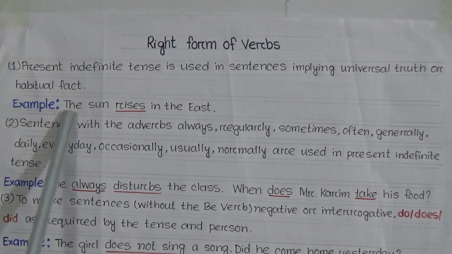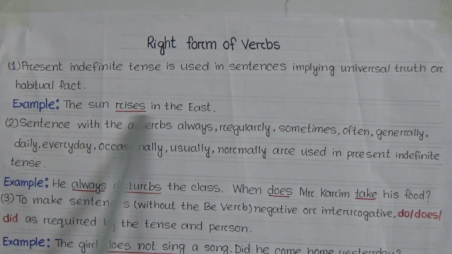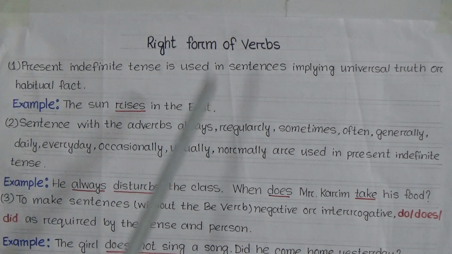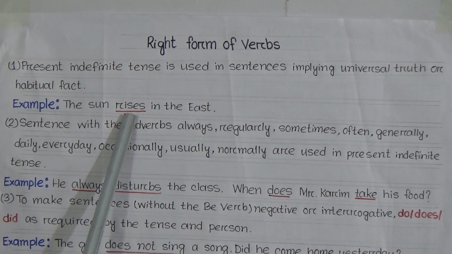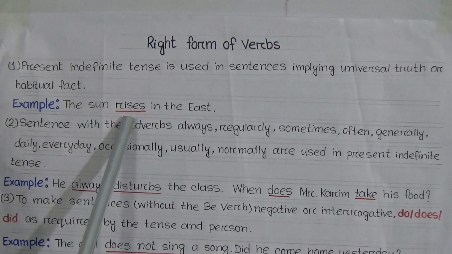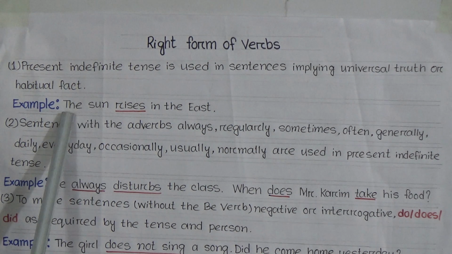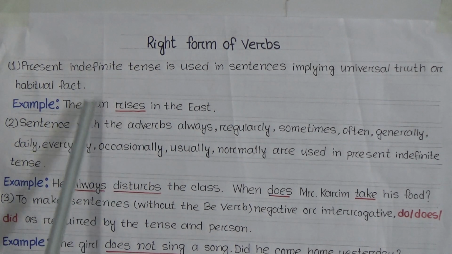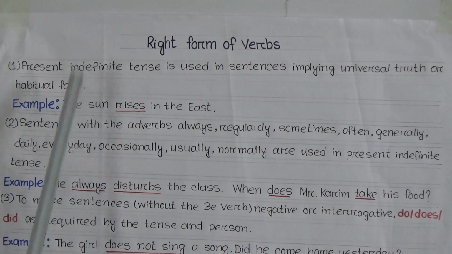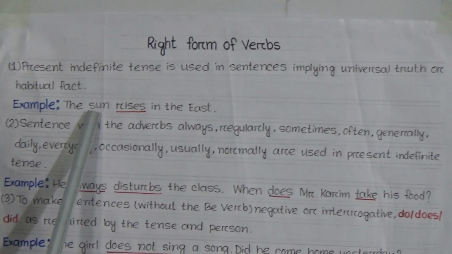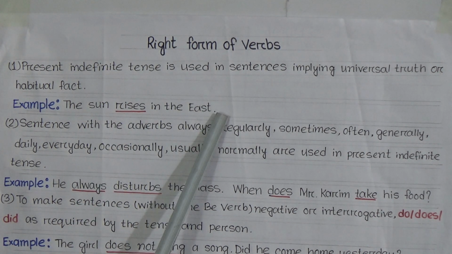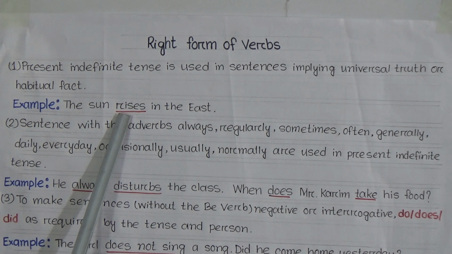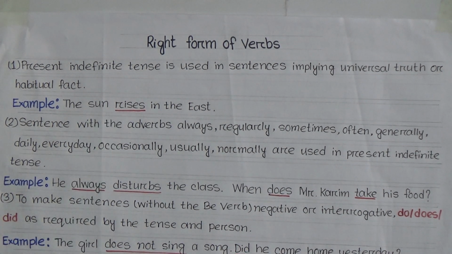If you see the example, the sun rises in the east. This is a universal truth. The sun always rises in the east. So it is a universal truth and it will be in present tense. There are 4 kinds of present tense. It would be in present indefinite tense. And we know that with the subject, we have to add s or es if the subject is in third person singular number. And if the subject is second person or first person, then we will use the base form of the verb for present indefinite tense. Another example is we can say the earth moves around, or we can say I get up early in the morning. This is a habitual fact or universal truth.